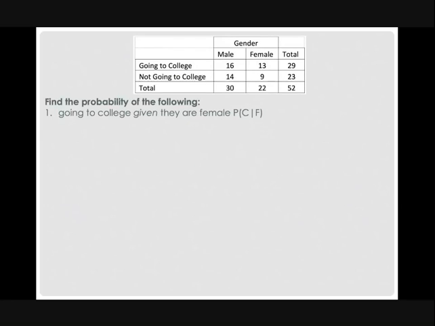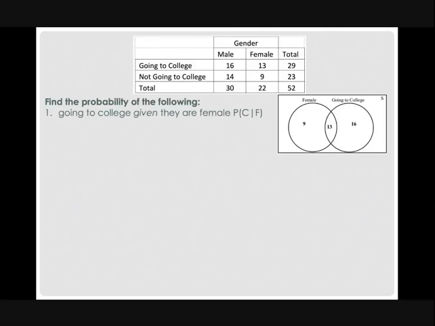So let's look back at our two-way frequency table again. Now let's calculate the probability of the following: going to college, given that they are female. So we have to calculate the number of females and going to college, which would be 13, out of the total number of females, which is 22.